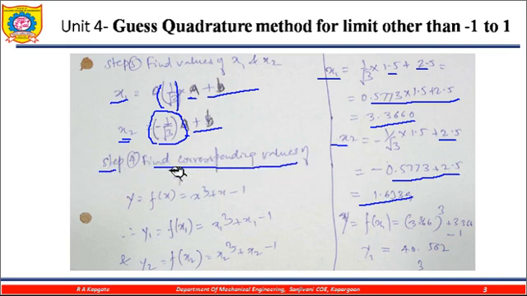Find the corresponding values. What is that? y is equal to a function of x. That function of x is given, that is x cube plus x minus 1. So find the values of y1 and y2. y1 is equal to function of x1. x1 is already calculated. Here you see this is my x1 value and this is my x2 value.